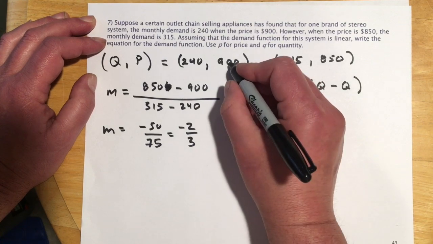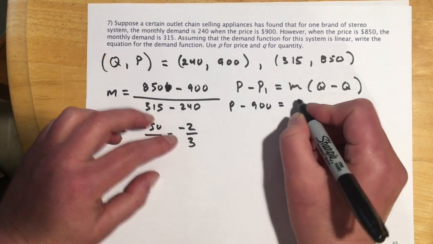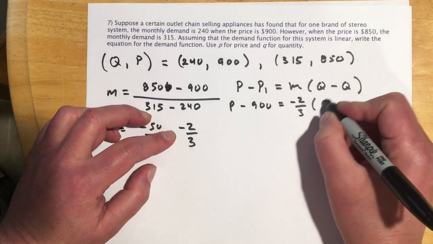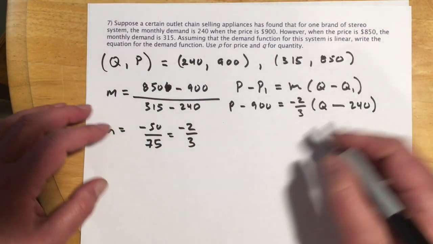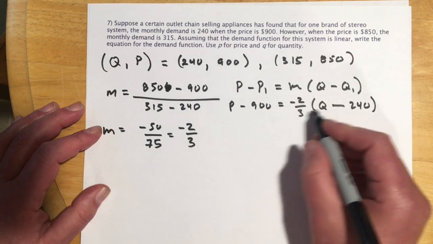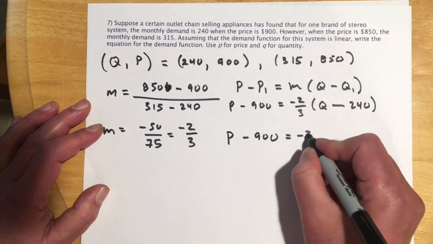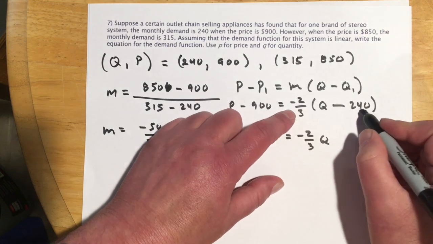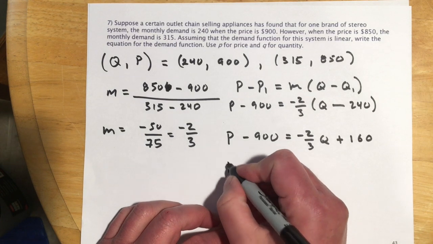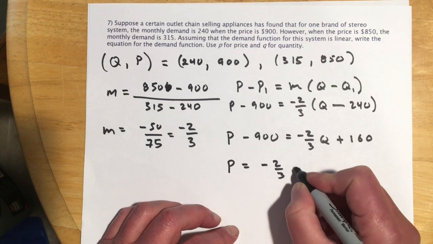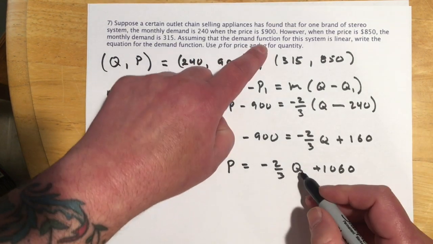So P minus 900, and then our slope is negative 2/3, and then this would be Q minus 240. And I just clean that up, and then that's going to be my price as a function of quantity. So running the negative 2/3 through, negative 2/3 of 240 comes out to positive 160. I'll add that 900 over, so P equals negative 2/3 Q plus 1060. So that would be our price and quantity.